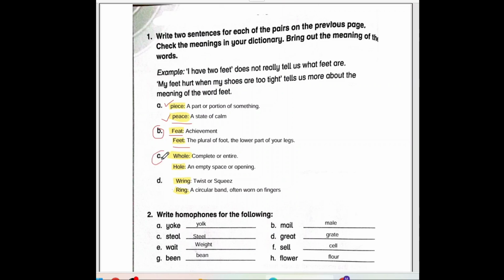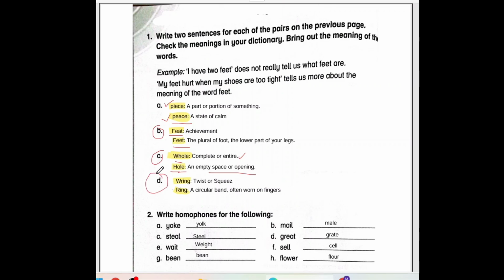So it's part C, whole and whole. So the first whole is complete or entire. Will you please give me the whole pizza? I'm very hungry. So the second homophone is whole, an empty space or opening. He's having hole in his jacket.